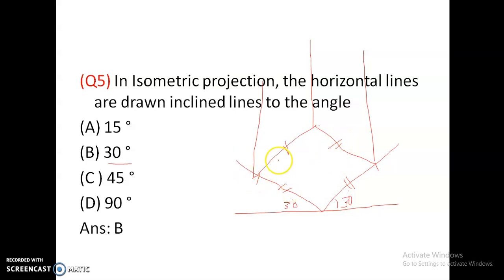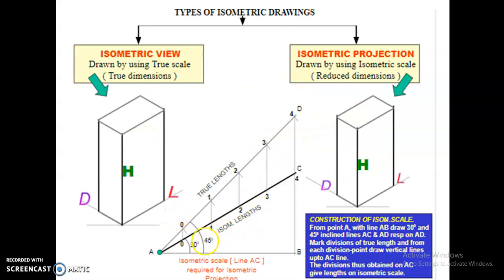These two lines are parallel. So all the horizontal lines are inclined at 30 degree. All the vertical lines are vertical. So this is an isometric projection. Horizontal lines are inclined at 30 degree to the horizontal. In this isometric scale, true lengths are measured at 45 degree and isometric lengths at 30 degree, and this is equal to 0.815. Here the angle of inclination of the cube is 30 degree. So in the isometric scale, you should draw the scale at an angle of 30 degree.